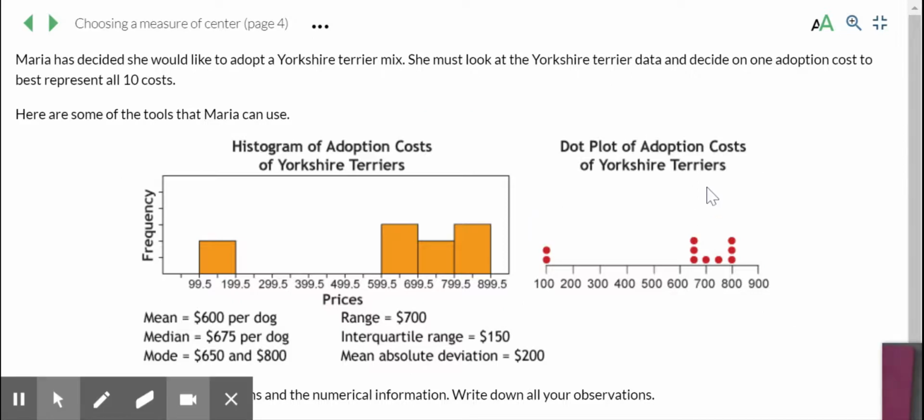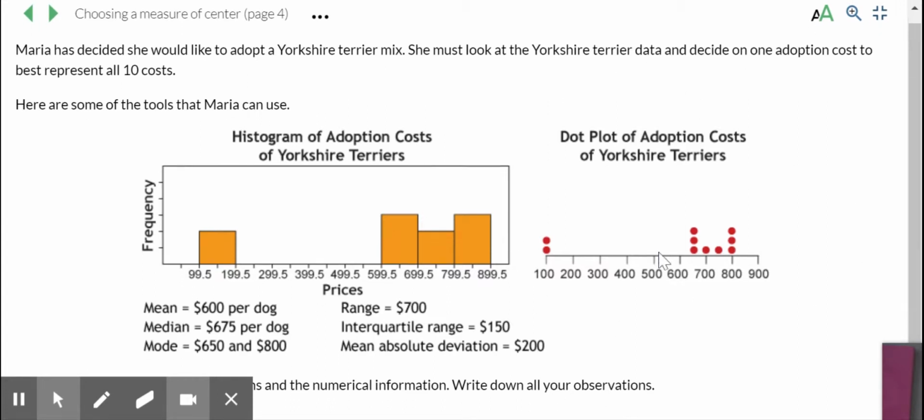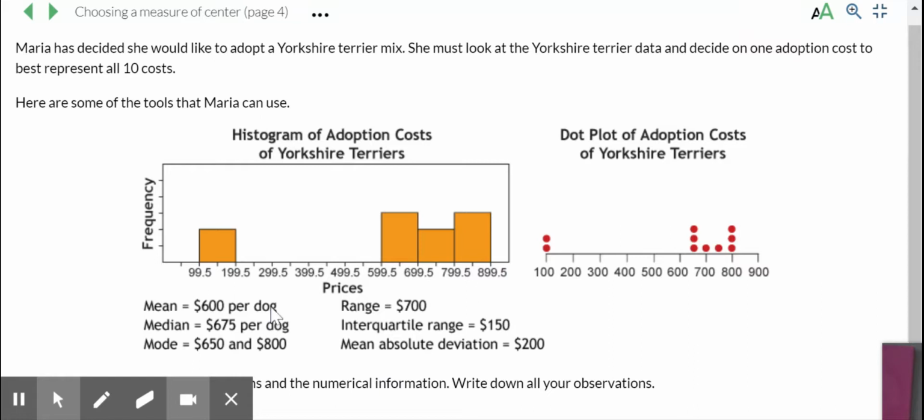All right, an example of what this looks like is we have Maria, who is deciding she wants to adopt a Yorkshire Terrier mix. So she's looking at some data on the adoption cost for 10 different Yorkies. She created a histogram and also a dot plot of that data. And we see the mean, median, mode, range, interquartile range, and mean absolute deviation for our data. Take a second, pause this video, and note any observations that you have.